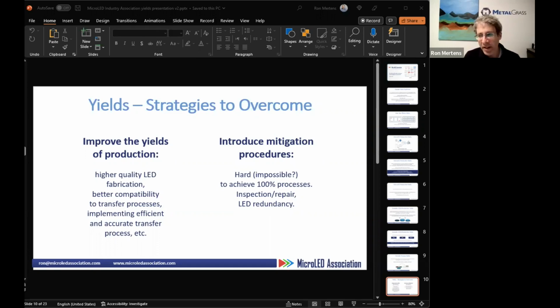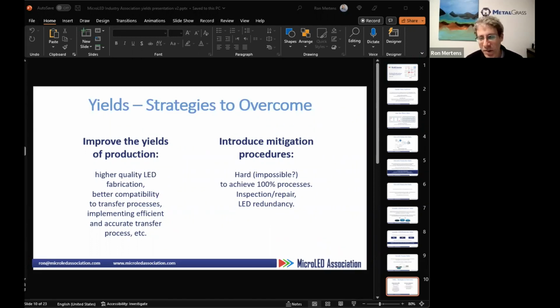Looking at it from the display maker point of view, they have two strategies to overcome this issue. First of all, we should always strive to maximize yields. If you work towards cleaner LED production or minimizing defects and problems using the right materials or innovative technologies, and also connect the transfer process with the epi wafer process in an optimal way, you're going to have increased yields and a better situation. This can improve everything, but it's not going to solve the issue. It's highly unlikely, at least in the foreseeable future, to have 100% yields.